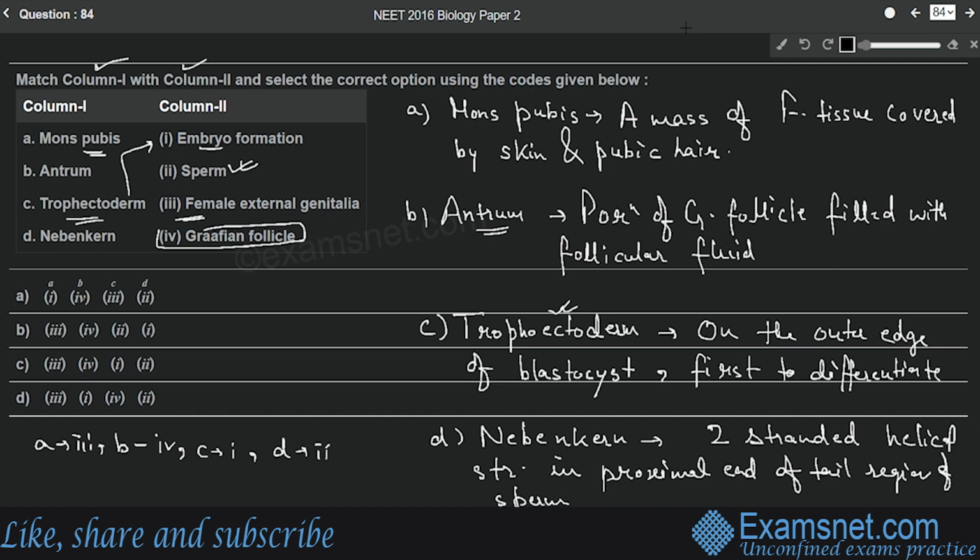Now let's see which will be the correct answer. A3, B4, C1 and D2. So option C will be the correct answer.